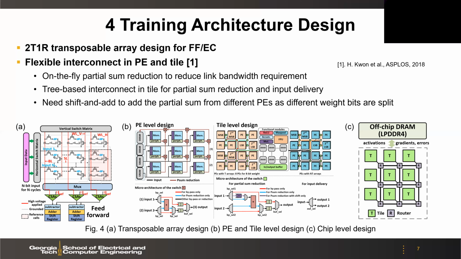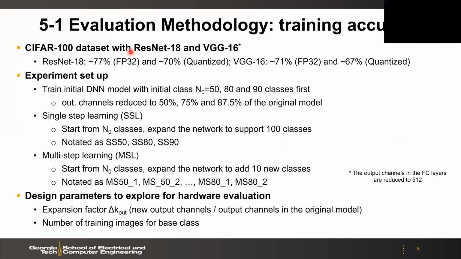To evaluate the training accuracy, ResNet 18 and VGG 16 for the CIFAR-100 dataset are used in our work. The network expansion delta K-out is described as a percentage of the number of output channels in the original DNN model. The initial DNN model is trained with a full training data set of the first 50, 80, and 90 classes, respectively. Since the capacity of the DNN model is reduced for fewer classes, the K-out is also reduced correspondingly.